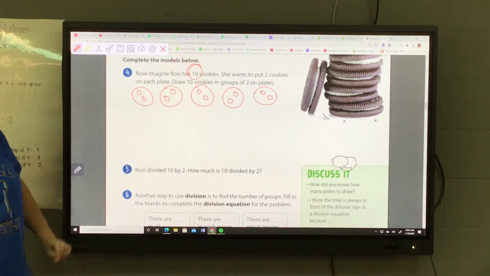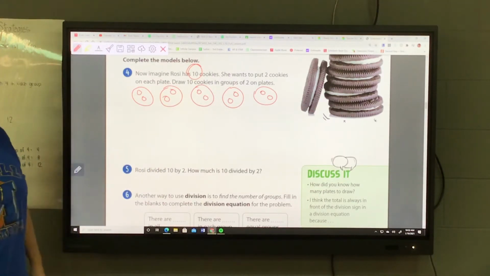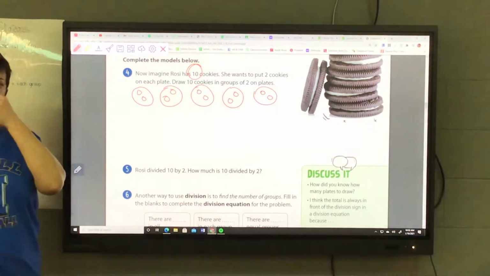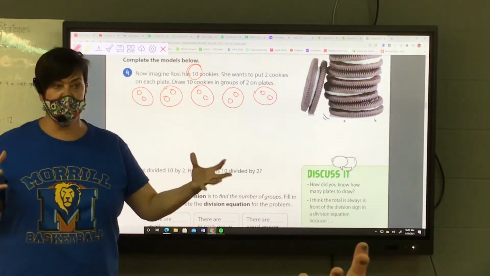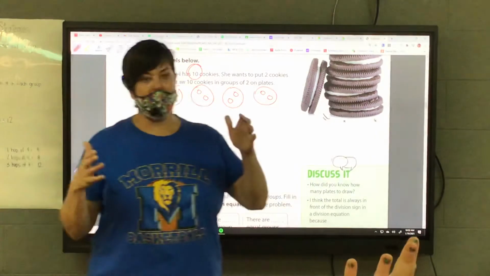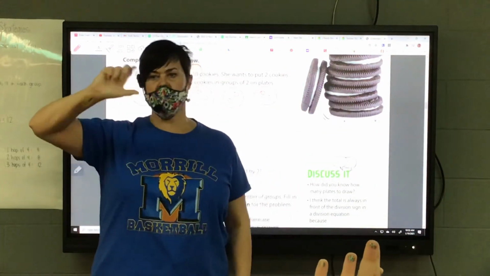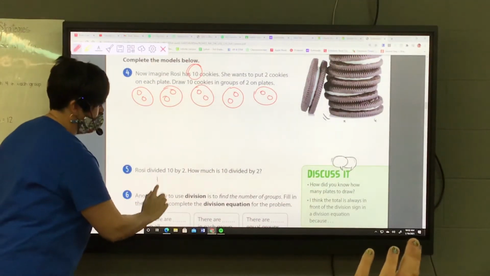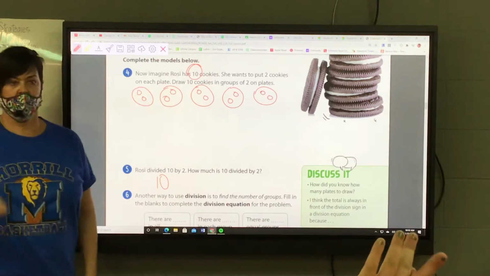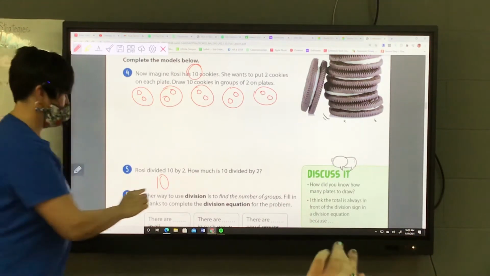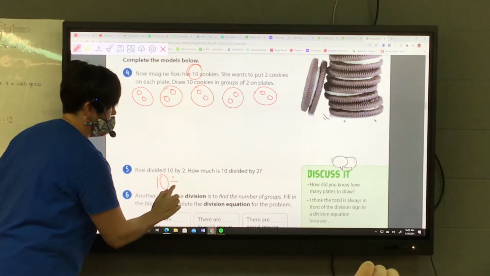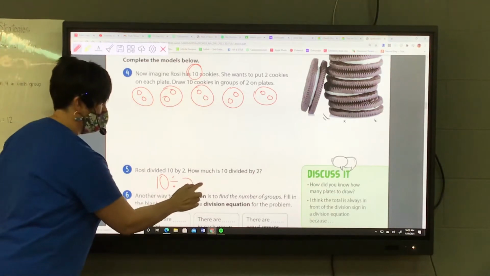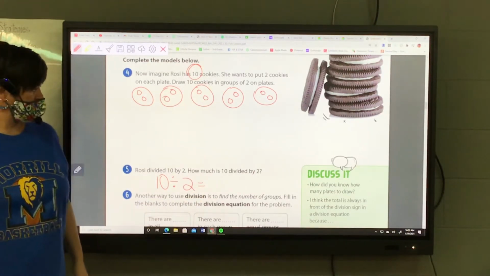Let's go down to part 5 here. Rosie divided 10 by 2. How would we write that as a division sentence? 10 divided by 2. Do you remember the division symbol that we use? So let's write 10. It's got the dot, the line, the dot, right? 10 divided by 2. How much is that?